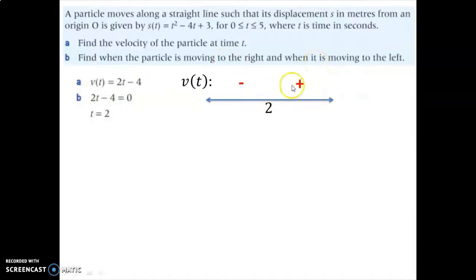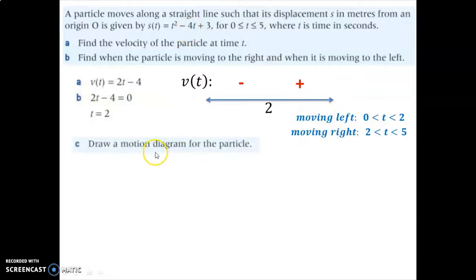So that means, and we assume in these problems that when we see positive velocity, the particle is moving to the right, and we see negative, it's moving left. So we can say it's moving left between 0 and 2, and it's moving right between 2 and 5, because we know that's the end point of this journey here. Okay, next question. Draw a motion diagram. Well, give it a try. Remember, the motion diagram shows when the particle is moving left and right, and we just figured that out.